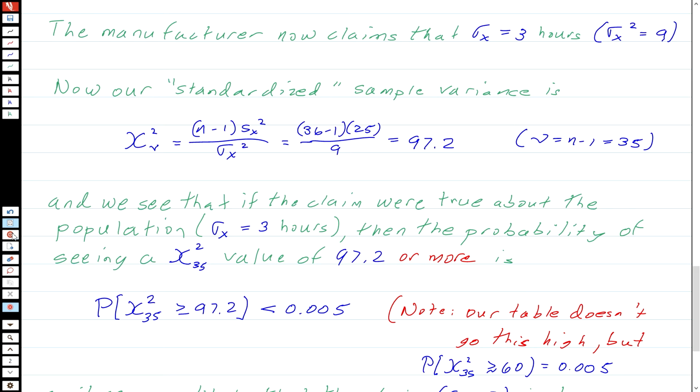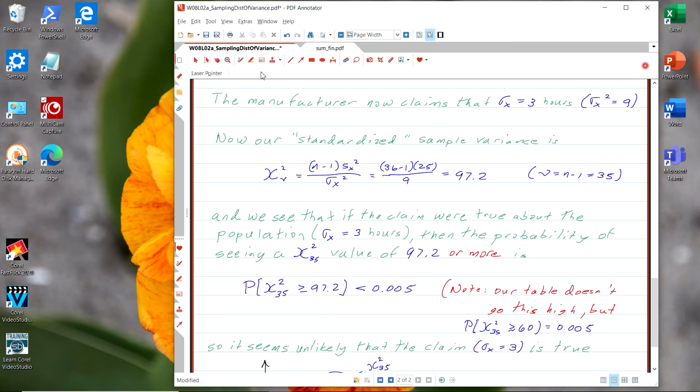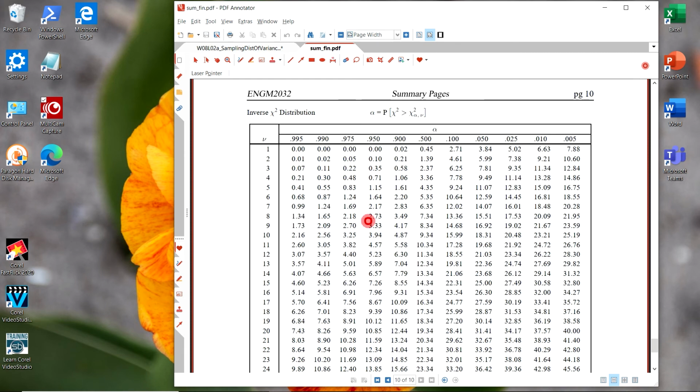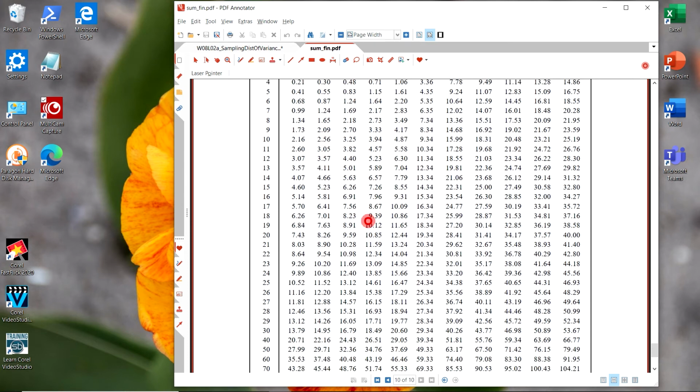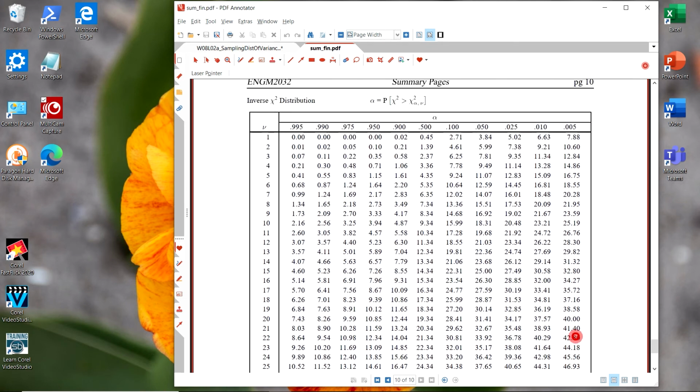Let me just try to remember those numbers. Okay, so we're looking at this table for 35 degrees of freedom, so we're somewhere between these two lines. And we see we don't go up to 97.5. We only go up to 53 or 67, so this will be about 60. So the probability that chi-squared 35 is greater than about 60 is 0.005.